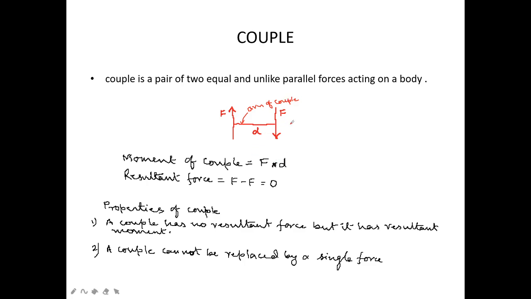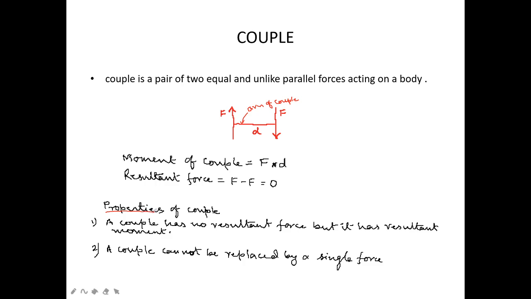So, what is the moment of this couple? The moment of this couple will be one of the forces into the arm of the couple. So it is F into d. What is the resultant force of this force system? The resultant force will be F minus F, which is equal to 0. That means a couple has a resultant moment, but it doesn't have a resultant force, which you can see from here.